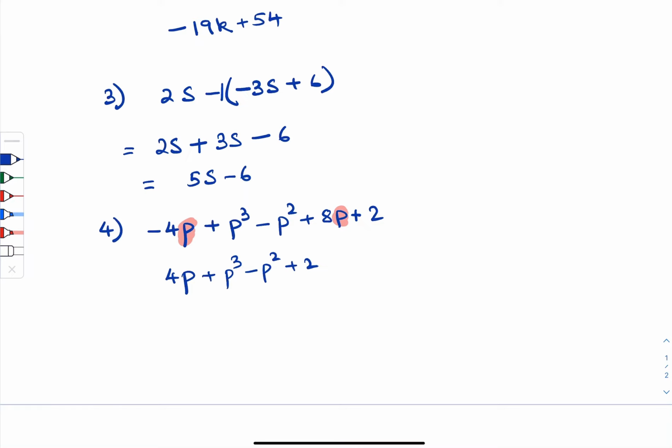Now, one thing to remember, just customary when you're dealing with a polynomial, is you always want to start by writing the term that has the highest power. So there you go. Then the lowest, and then you keep going till the lowest power. Okay, so still go from highest to lowest. So I'm just going to go ahead and rearrange these terms so I have p cubed minus p squared plus 4p plus 2. Okay, and that's pretty much what you need to know for combining polynomials.